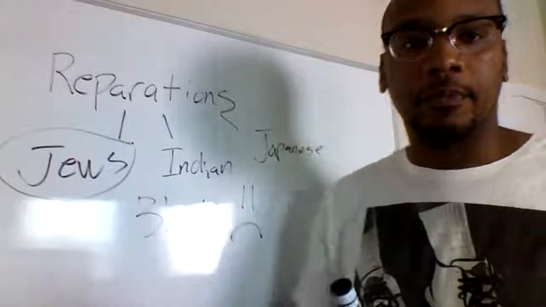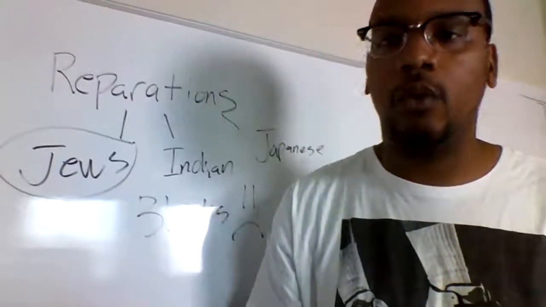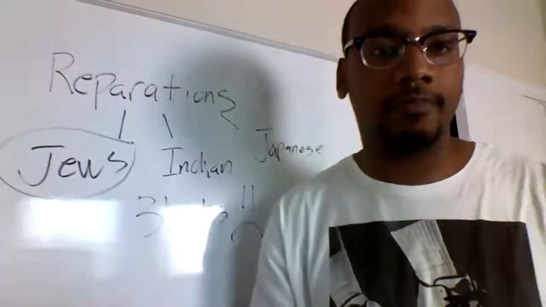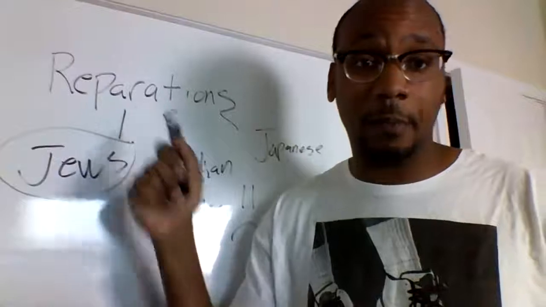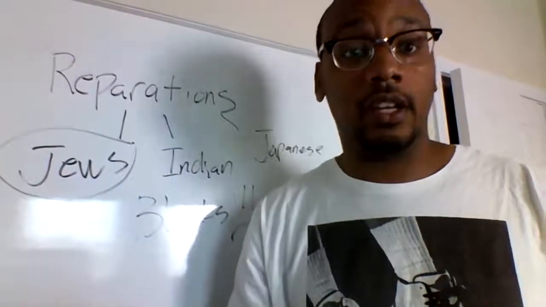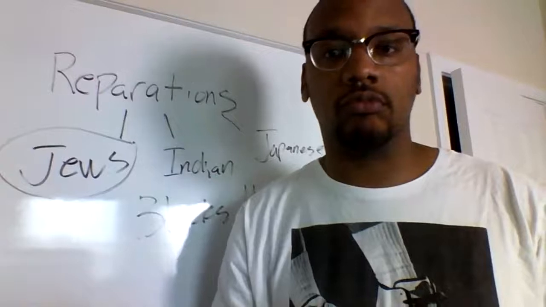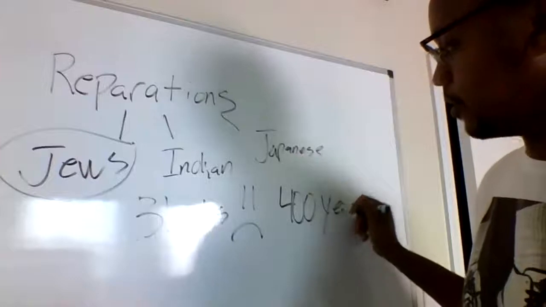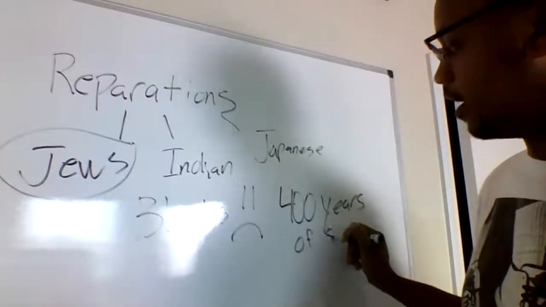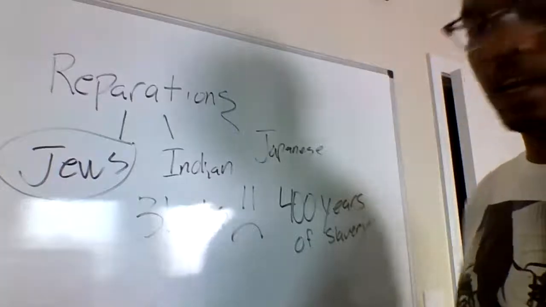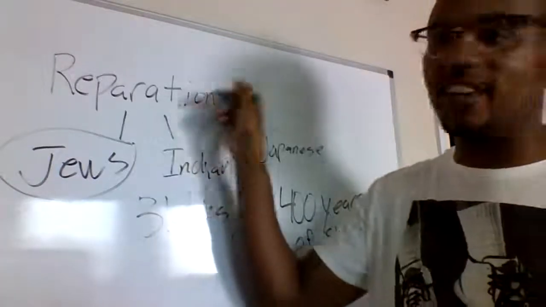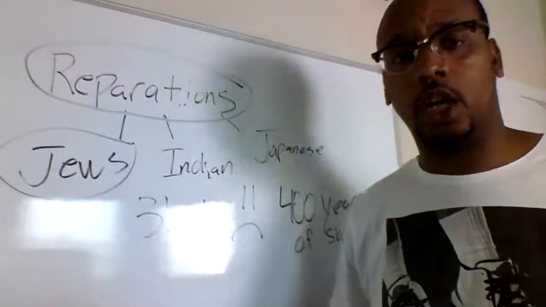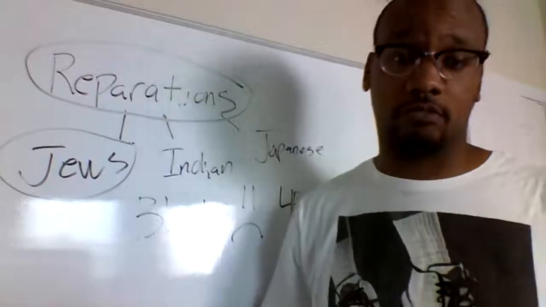The Japanese people and Pearl Harbor, when we went to World War II and we have all these wars, and they did the Japanese people wrong. Guess what? The Japanese people got reparations because of what happened in World War II. But guess who was enslaved 400 years? 400 years of slavery. And they still have not given us anything. No reparations. Right? No money paid because of what you did wrong to us.